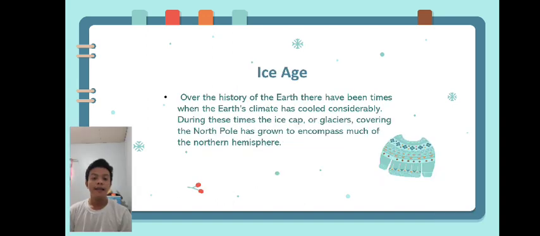So, next. And lastly, we have the Ice Age. So, over the history of the Earth, there have been times when the Earth's climate has cooled considerably. During these times, the ice cap or the glaciers covering the North Pole has grown to encompass much of the northern hemisphere. So, nagkakaroon ng ice age kapag bumaba ang temperature or yung climate dito sa planet Earth. So, nagkaroon na rin ng ice age noon na na-cover ng ice yung Earth's surface. That's why ang mga ibang animals na hindi sanay sa sobrang lamig ay nag-extinct na sila.